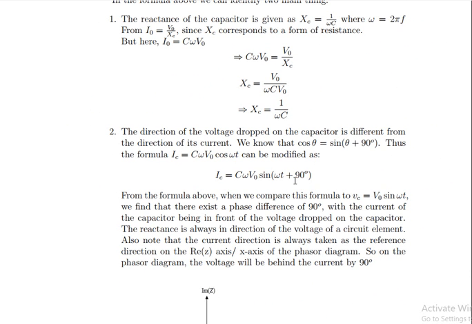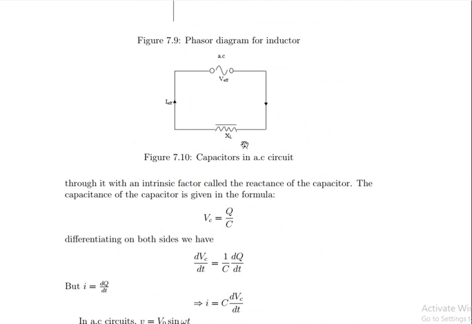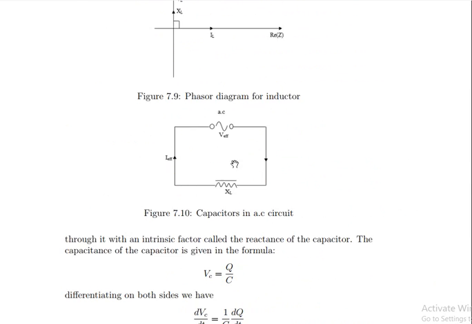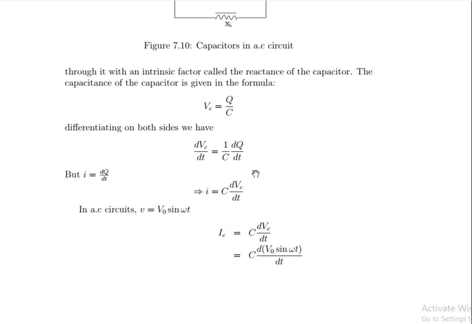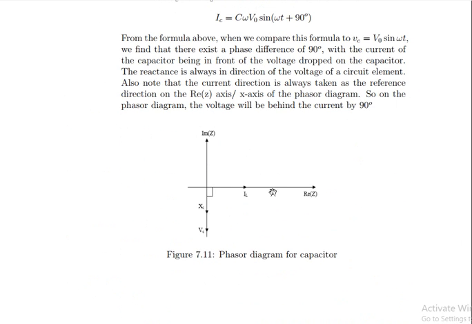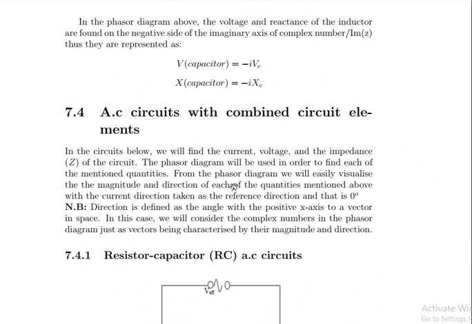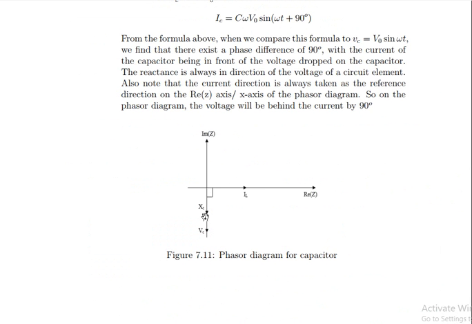But we initially said that this circuit is going to be in series. So it implies that since it's in series, the current is always going to be the same, both in magnitude and direction. So the current is all going to be lying on the real axis, but the voltage is going to be different. So we see that since the current is in front of the voltage by 90 degrees, the current is going to be lying here, and the voltage is going to be lying in this direction. This is the voltage of the capacitor.